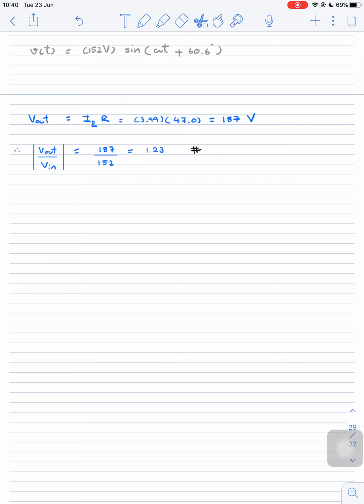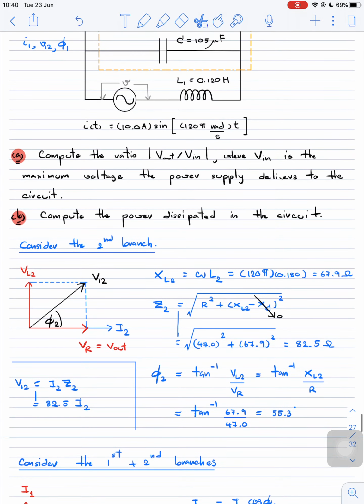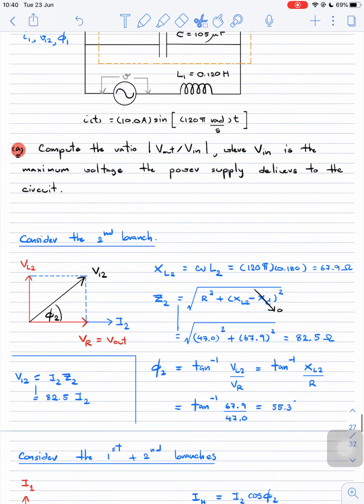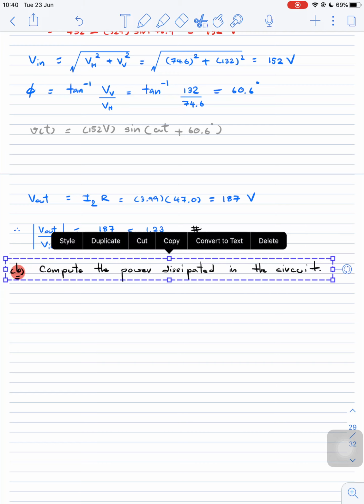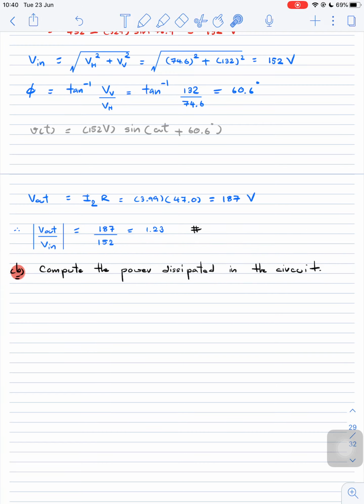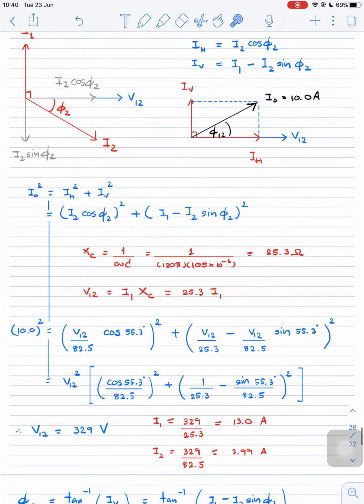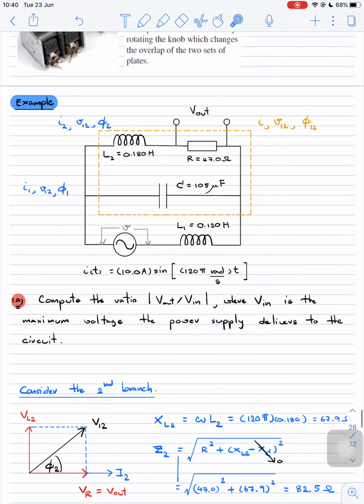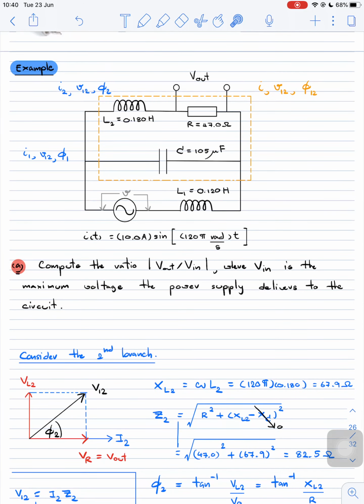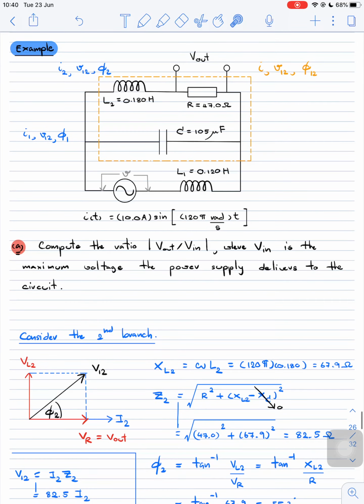Now, part B. Compute the power dissipated in the circuit. It's quite similar to what we have done many times before. We have only this resistor in the circuit, which means that if we want to find the power dissipated in the circuit, we just find the power lost via the resistor, and that's it. Or maybe you can look at the whole circuit and you will get the same answer. So now let me look at the whole circuit.